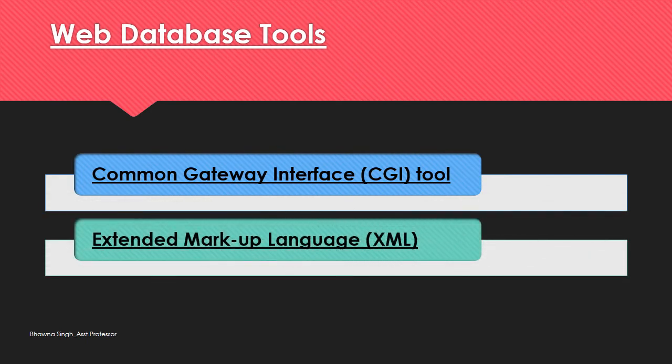Now let us discuss the web database tools. The first one is the Common Gateway Interface tool, that is CGI tool. CGI tool is basically the tool with the help of which we are able to create the web databases, and we are able to interact with external applications like web servers and HTTP. HTTP is Hypertext Transfer Protocol.